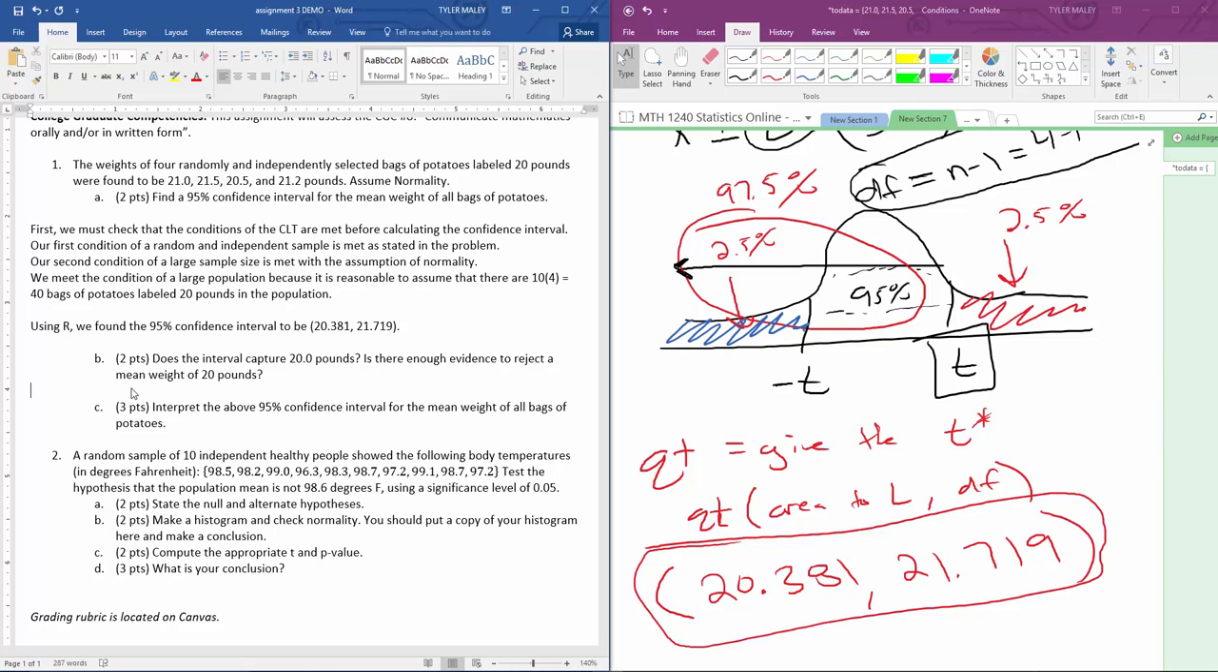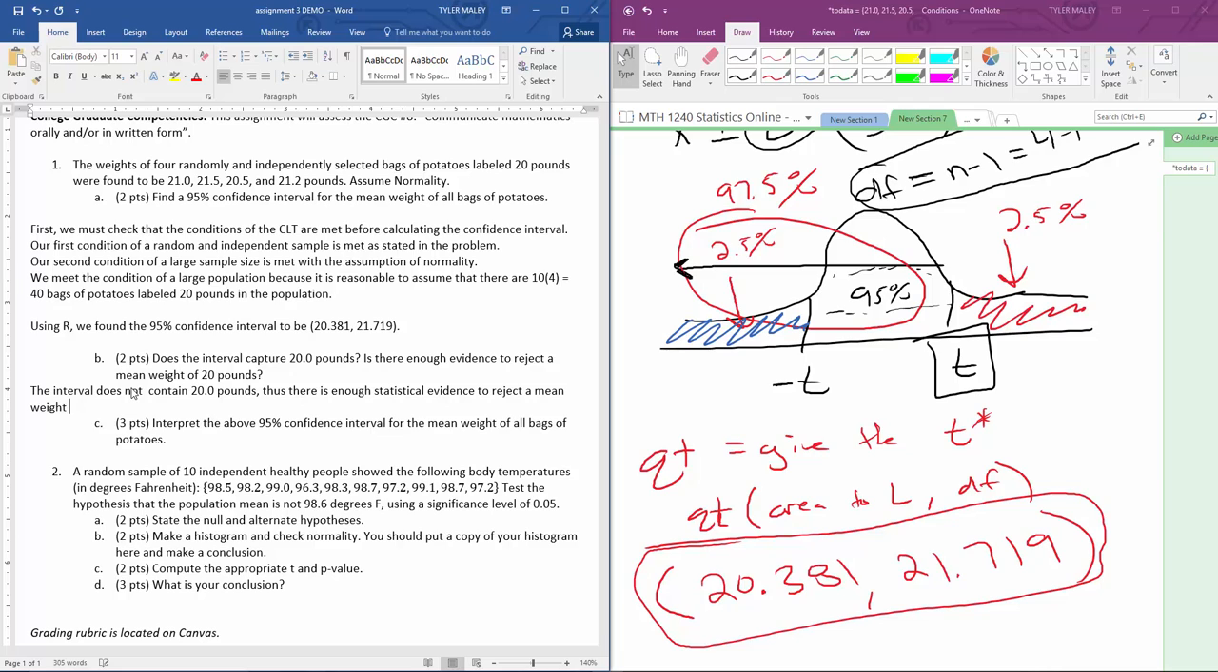So does the interval capture 20 pounds? Is there enough evidence to reject a mean weight of 20 pounds? So I can say the following. The interval does not contain 20, because 20 would be below the lower part of our 95% confidence interval. 20 is less than 20.381. So we can say the interval does not contain 20.0 pounds. Thus, there is enough statistical evidence to reject a mean weight of 20 pounds.